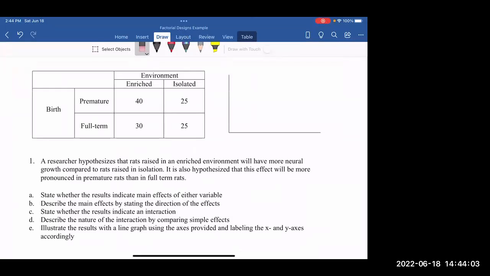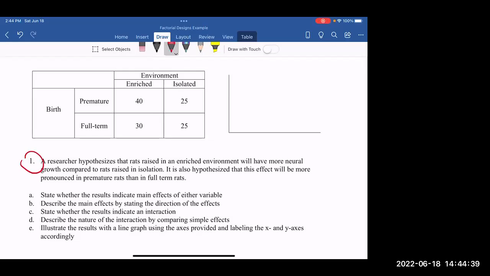So in this video, I'm going to go through an example of a factorial designs exercise. And this exercise is identical to what you will be asked to do in the lab assignment, the factorial designs lab. So hopefully if you watch this video, you'll be able to do your lab assignment and you'll know exactly what the procedure is. Okay, so let's begin by looking at this scenario.